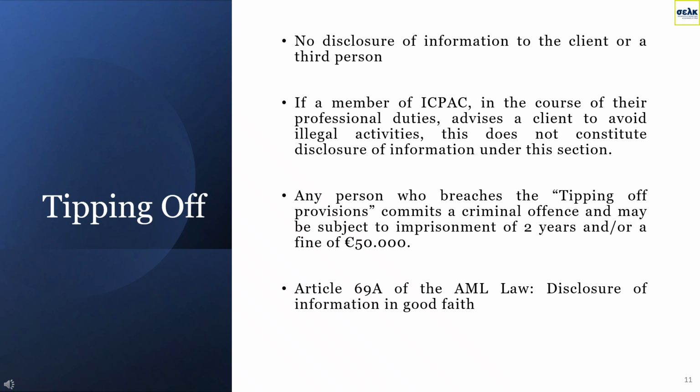Violating the tipping-off provisions is a criminal offence, punishable by up to 2 years in prison and/or a fine of €50,000. Furthermore, Article 69A of the AML law provides that disclosure of information in good faith by an obliged entity or by an employee or director of such an obliged entity shall not constitute a breach of any restriction on disclosure of information imposed by contract or by any legislative, regulatory, or administrative provision, and shall not involve the obliged entity or its directors or employees in liability of any kind even in circumstances where they were not precisely aware of the underlying criminal activity and regardless of whether the illegal activity actually occurred.